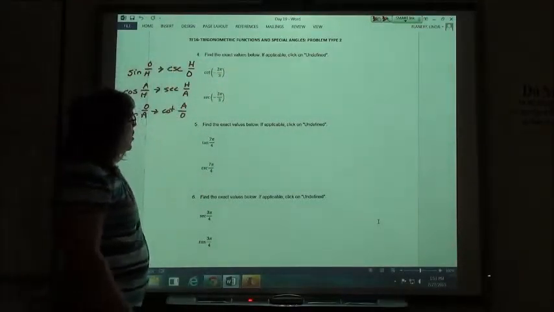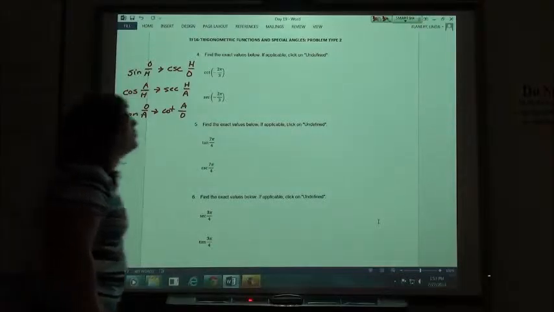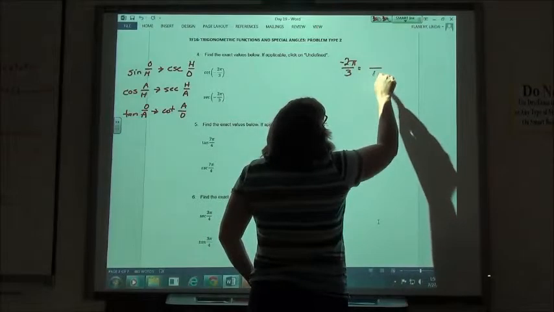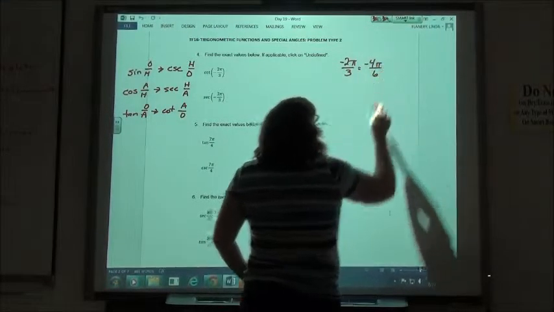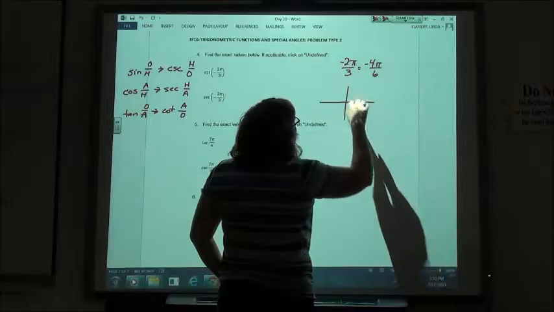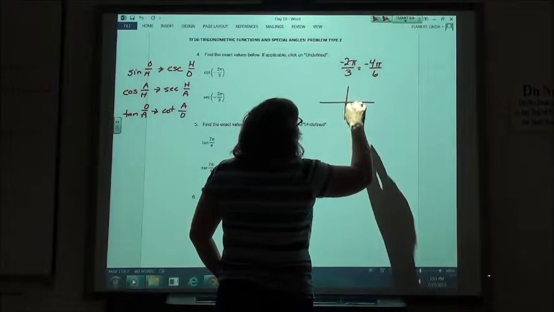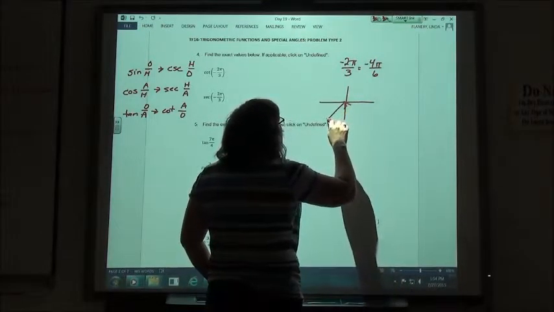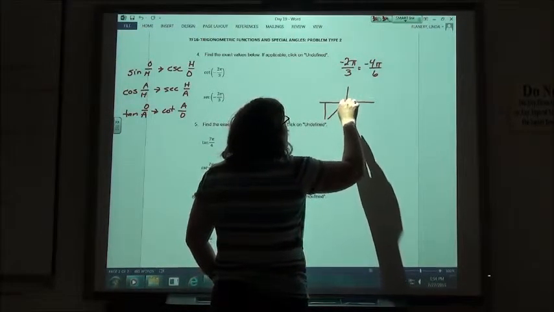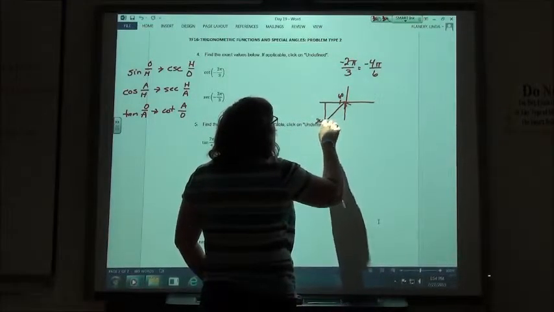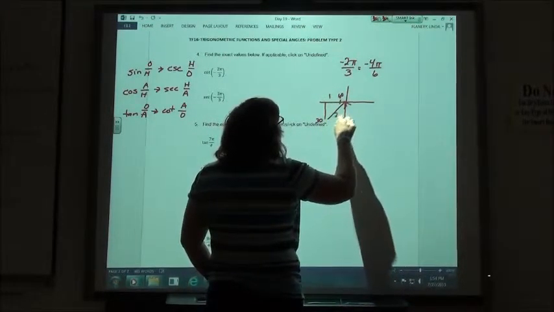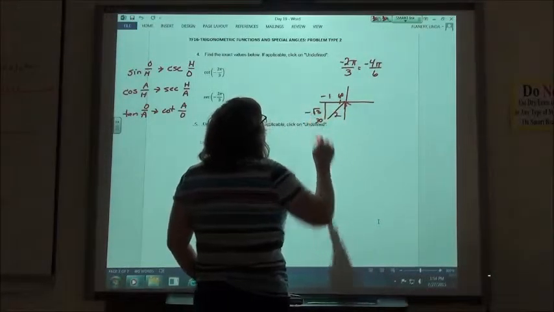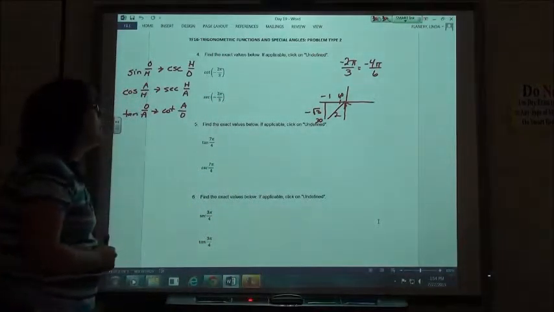So here we want to find the cotangent of negative 2 pi over 3. Negative 2 pi over 3, if I change it to over 6, would be negative 4 pi over 6. So if I go negative 1 pi over 6, 2 pi over 6, 3 pi over 6 would be right on the line. So 4 pi over 6 would be here, which means that this is going to be a 60-degree angle. That one would be 30. So 1, 2, square root of 3, but this is going backwards, so it's negative. This is going down, so it's also negative. So I've got my reference triangle there.